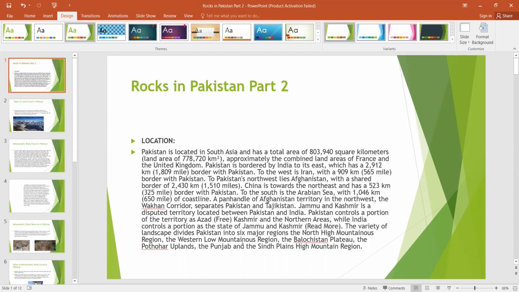The variety of landscape divides Pakistan into six major regions: the North High Mountainous region, the Western Low Mountainous region, the Balochistan Plateau, the Pothohar Uplands, and the Punjab and the Sindh Plains.